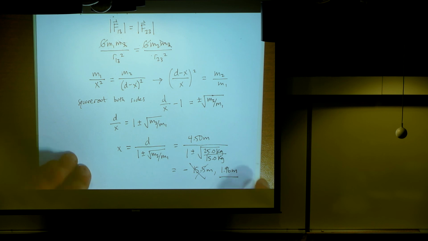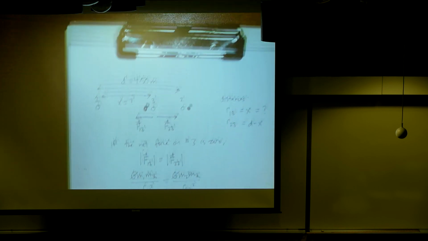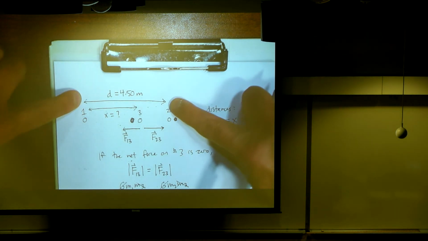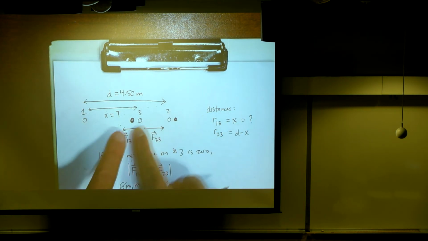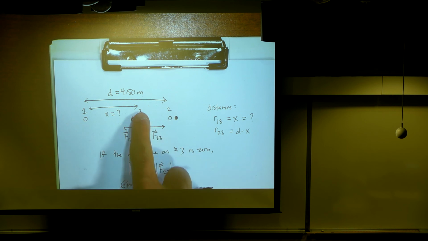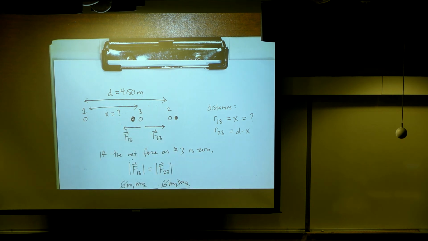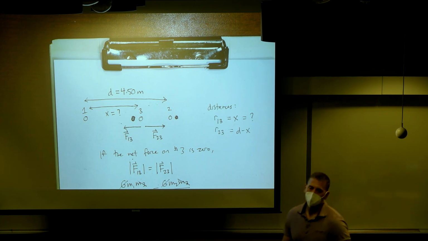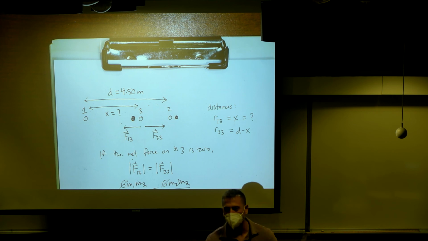And what that's telling us is, going back to the picture, if we have these two separated by 4.5 meters, we can put the third mass the distance 1.96 meters away, and it will have zero net force acting on it. But it only works if it's at that very specific distance. So that's going to be it for today. Next time, we're going to talk about circular orbits and calculating things to do with circular orbits.